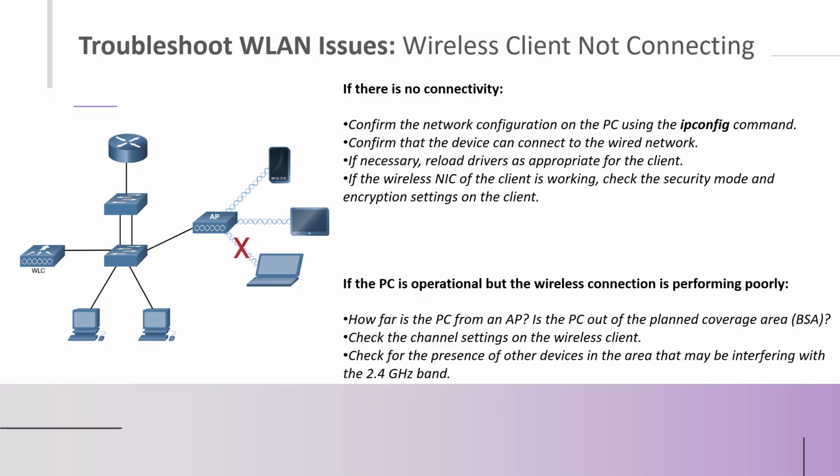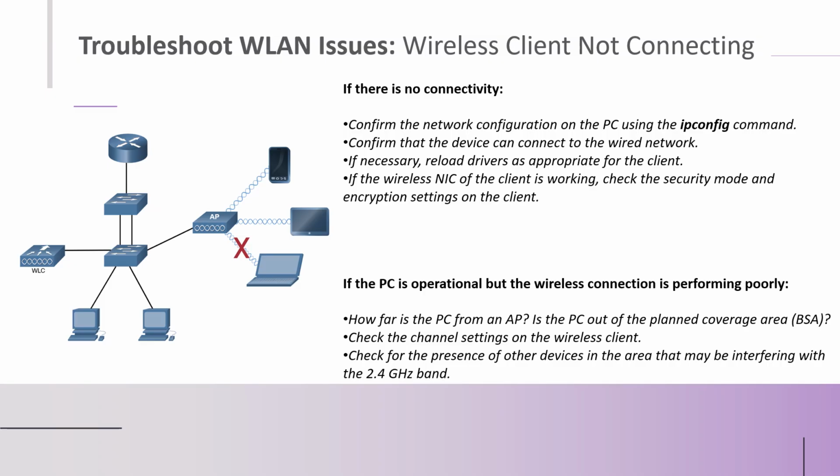First, how far is the PC from an access point? Is the PC out of the planned coverage area? Or we can check the channel setting on the wireless client, because the client software should detect the appropriate channel as long as the SSID is correct.